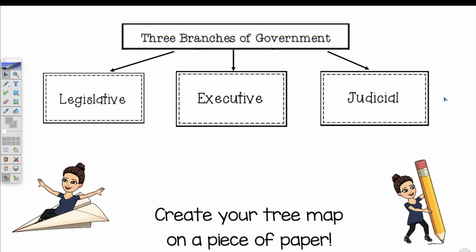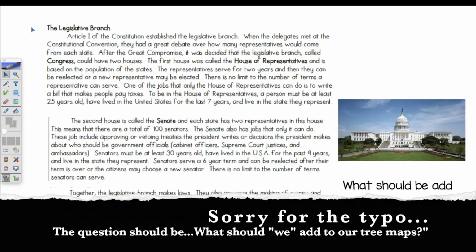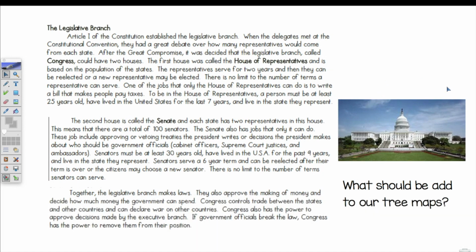All right, let's get started here. We're going to start off first learning a little bit more about the legislative branch, and I'm going to help you. We're going to find our text evidence to figure out what I need to write under each branch as we go. All right, let's get going. Okay, so for my legislative branch, you can see the picture of our Capitol building, because this is where our legislators actually meet in Washington, D.C. After I read, we need to stop and check our understanding and try to figure out what we are going to add on our tree map for our legislative branch.